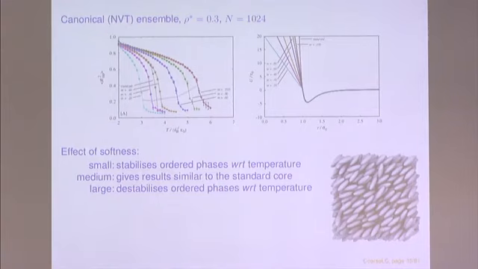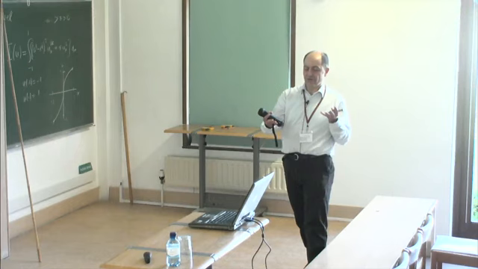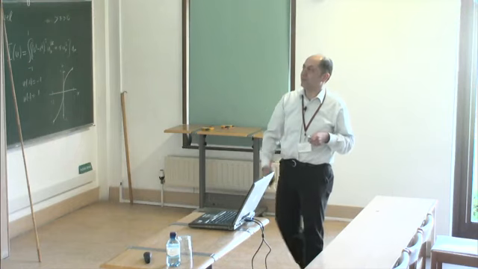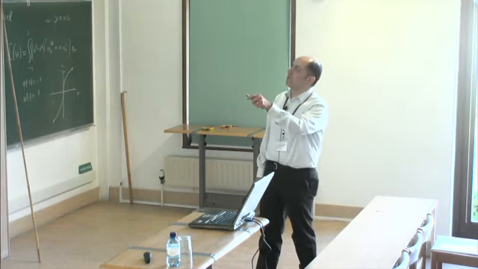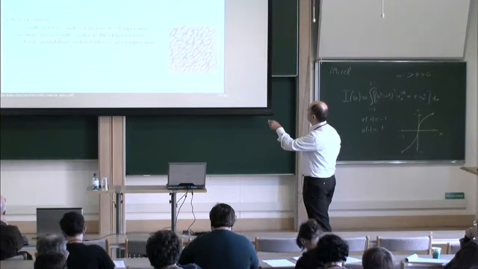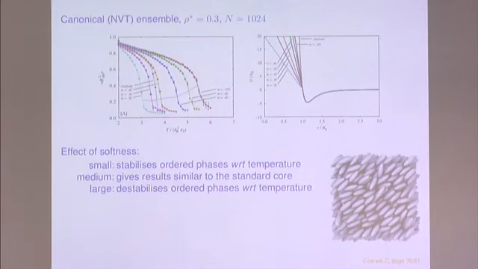So softness has two kinds of effects. If the slope of the repulsive branch is not very far from the slope of the original potential, which means that the particles are a bit soft but not too much, this greatly enhances the mesogenic properties of these systems, and the phase transition shifts towards much higher temperatures compared to the standard system.